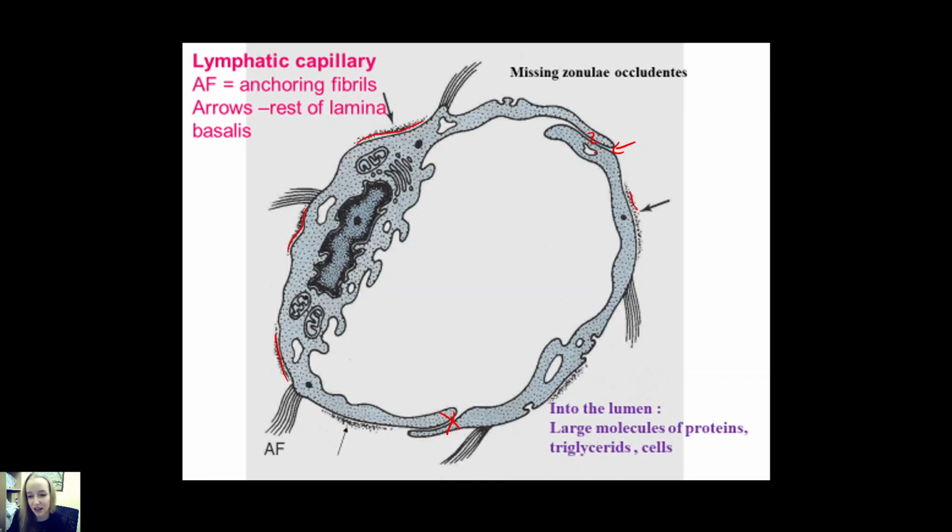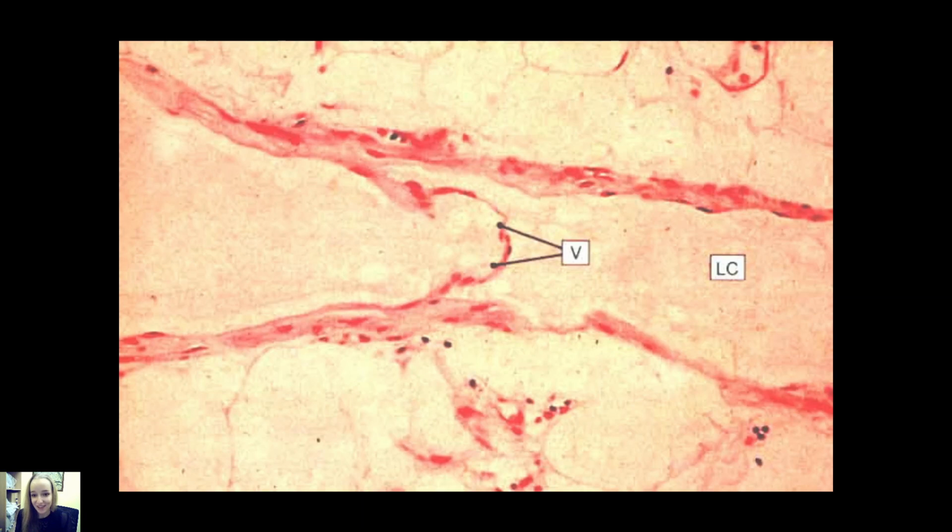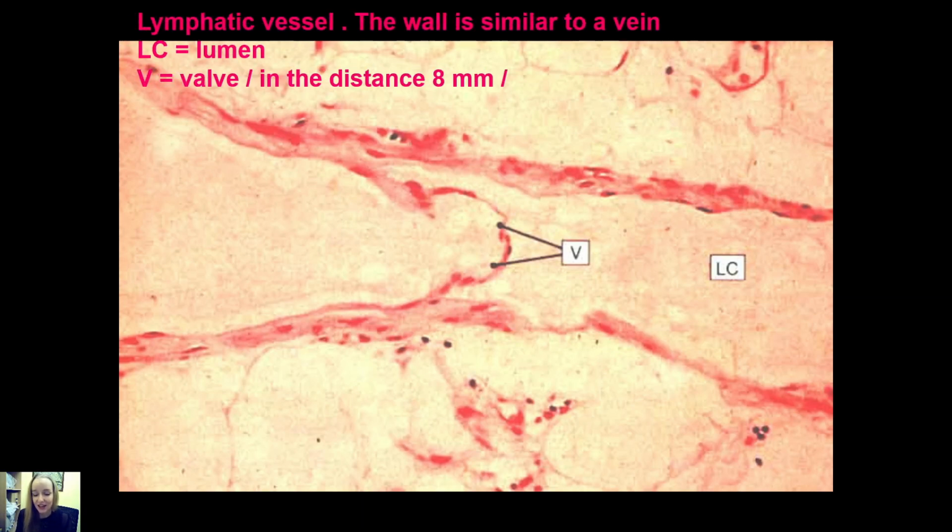So these lymphatic capillaries are very similar to sinusoids. If you remember, sinusoids are also loose dilated capillaries. So they are very similar to them, and sometimes we can see anchoring fibrils, which are anchoring lymphatic capillaries to the surrounding tissue. So this is how a normal lymphatic capillary looks like. They merge into bigger lymphatic vessels, as we can see right here. The wall of a lymphatic vessel is very similar to a vein. So they are dilated with a thin wall as veins.